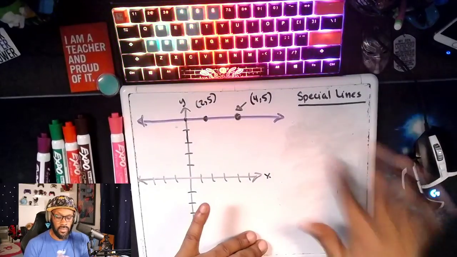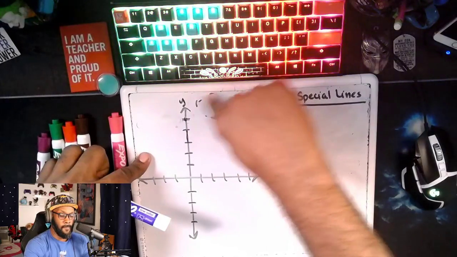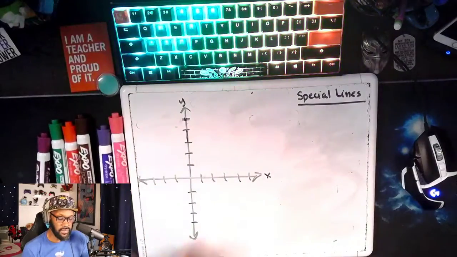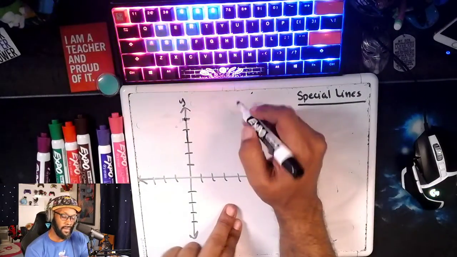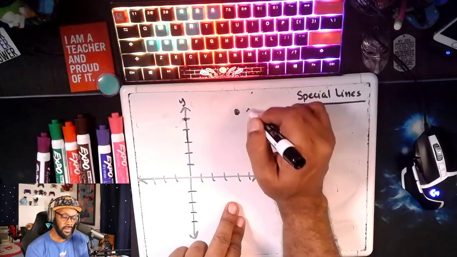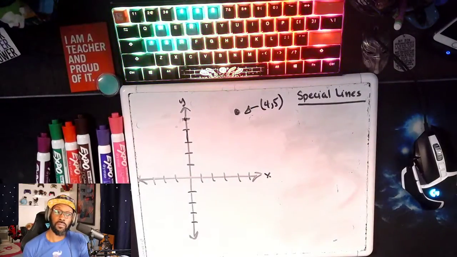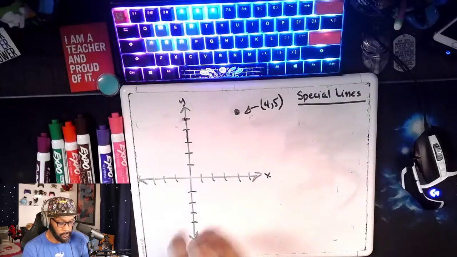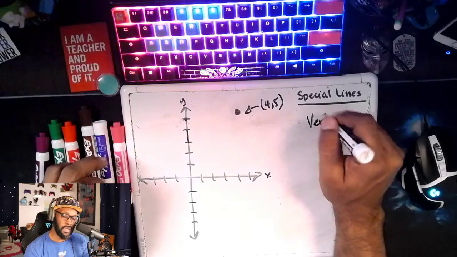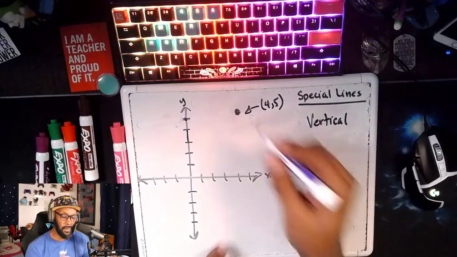Now let's talk about vertical lines. What we're going to do is use the same point to prove what we're talking about here. So the same point, (4, 5). Notice, I'm at the same point, (4, 5), but I'm going to make it vertical. Now I want to talk vertical lines: lines that are perfectly straight up and down. This isn't going to be perfect, so please forgive me.